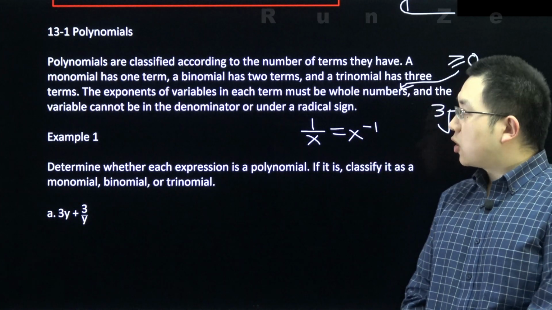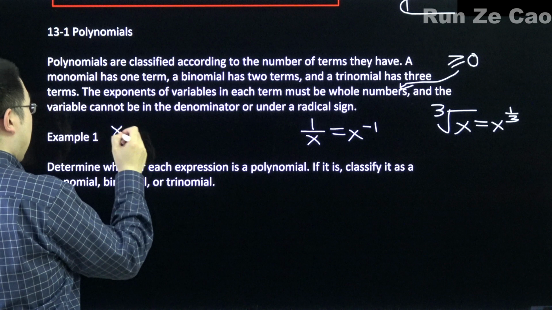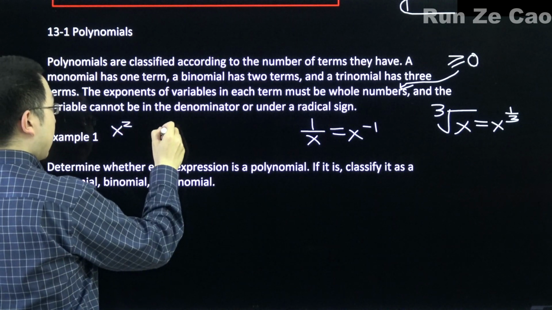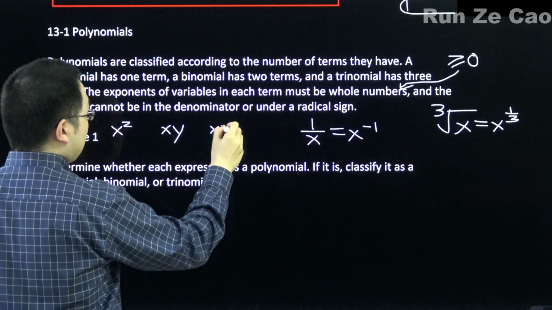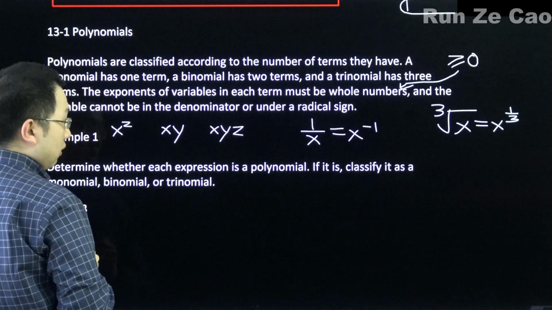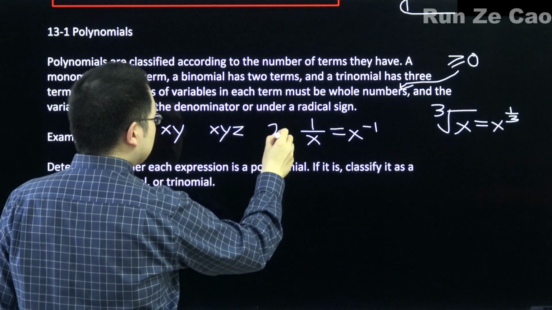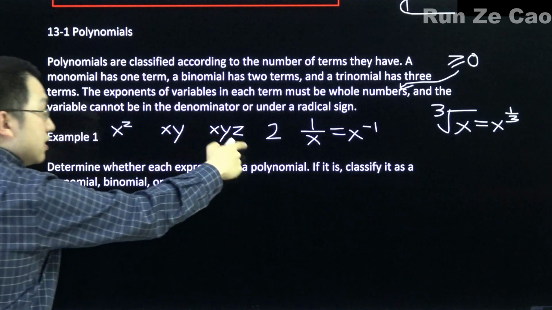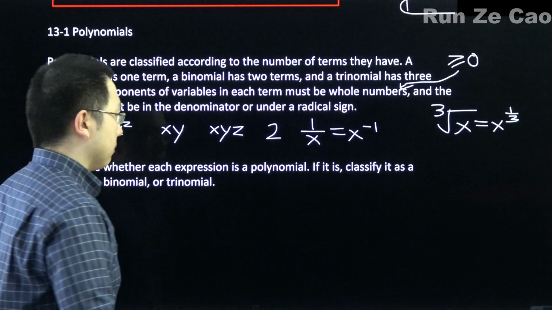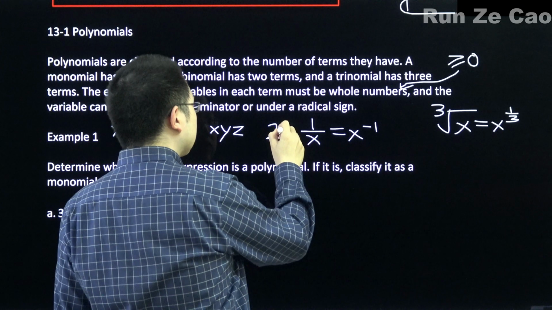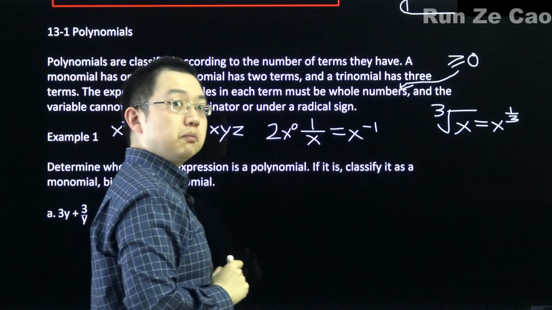So what is a term? Well, a term could be, say, x squared, xy, or xyz, or it could be something like 2. The 2, for example, would be a constant term. It has a degree of 0 because it's equal to 2x to the 0th power.